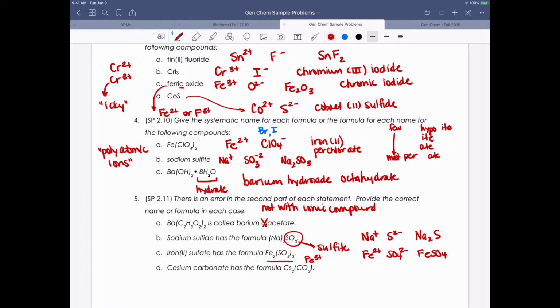The last problem here sort of reminds us that the only time we want to use parentheses is if we do have more than one of something. So cesium carbonate, this is the correct formula in that we're going to have 2 cesiums, but there's only 1 carbonate, and so we don't need to have that parentheses. So to correct this, it would just be Cs2CO3.